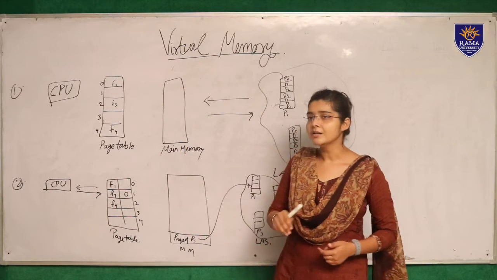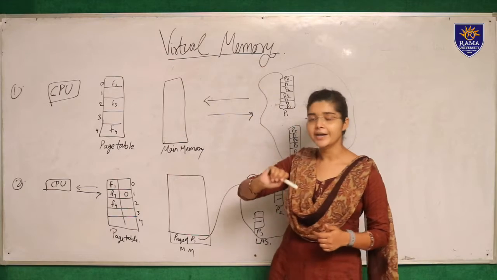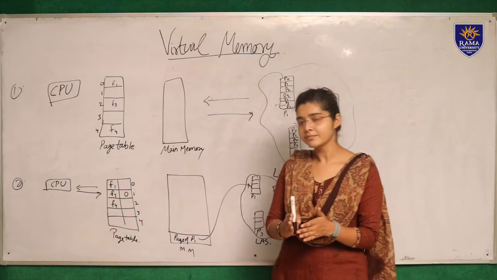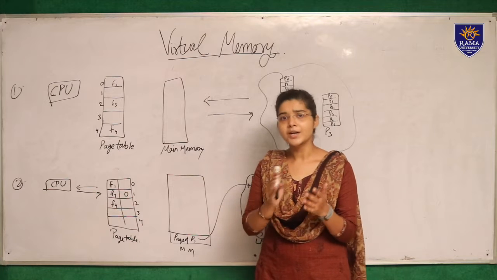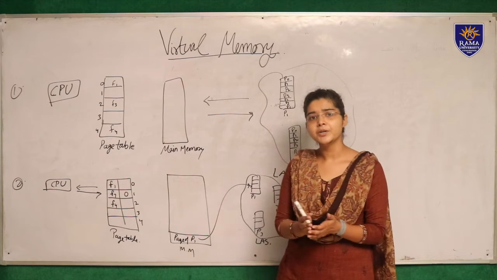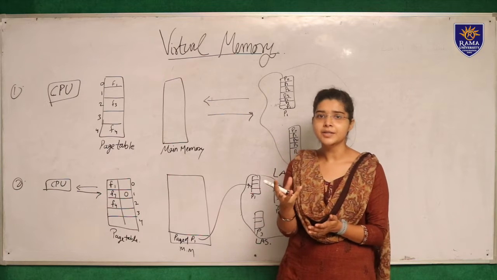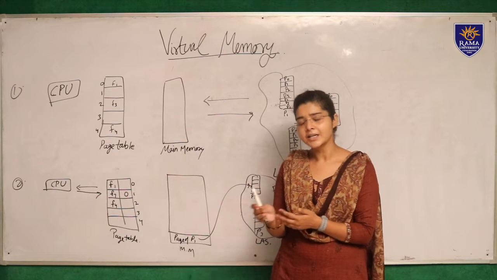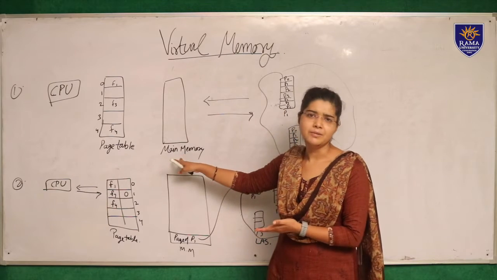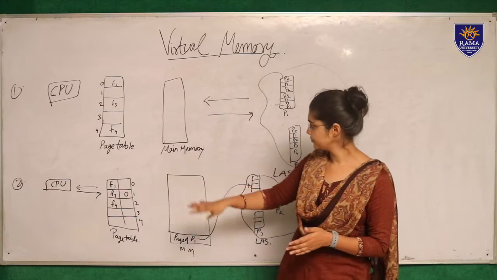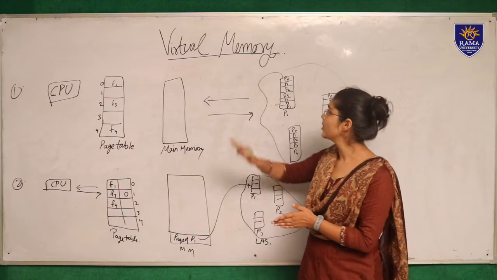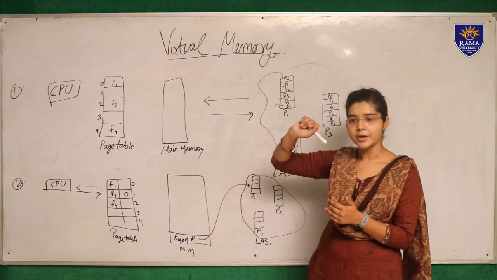Then the virtual memory concept came, and it says that whatever the process size is, it doesn't matter, it will execute. Simply put, virtual memory creates the illusion that whatever process size it has, it doesn't matter, it will execute using this smaller memory. After that we will go into the virtual memory process.